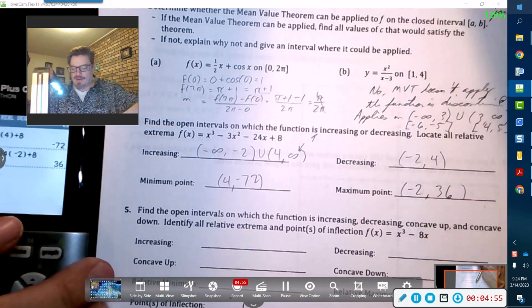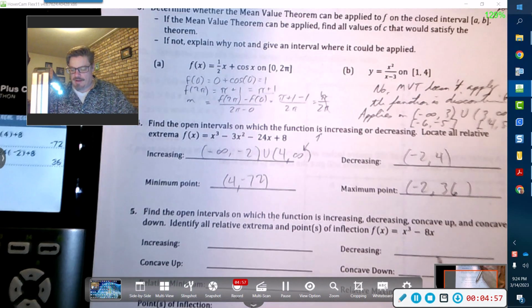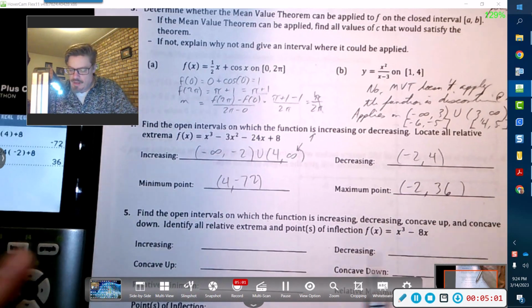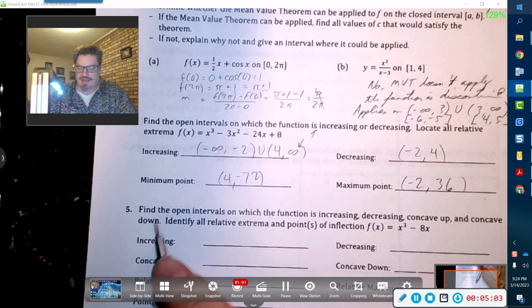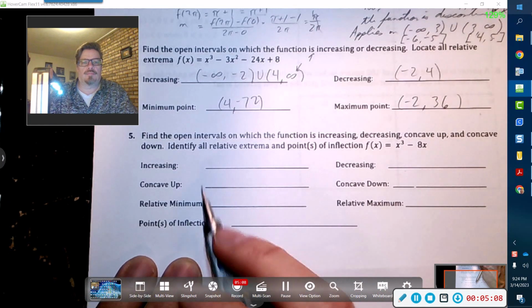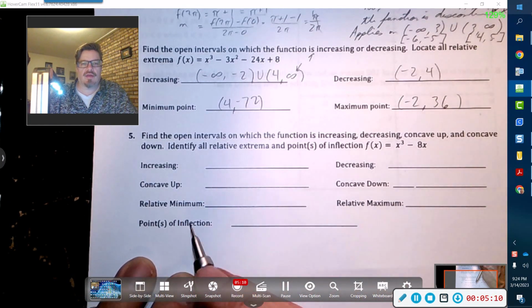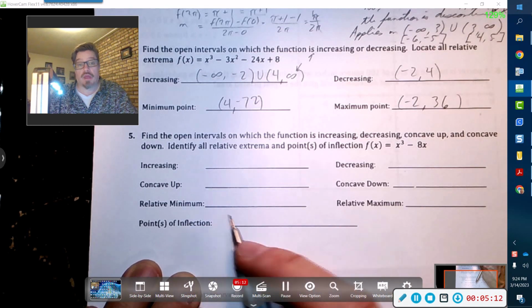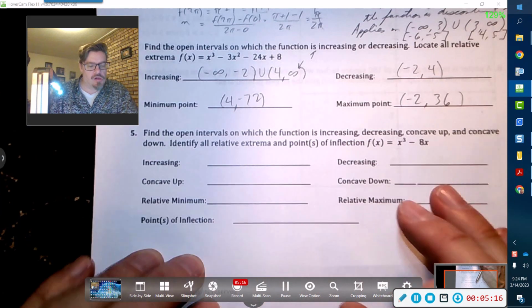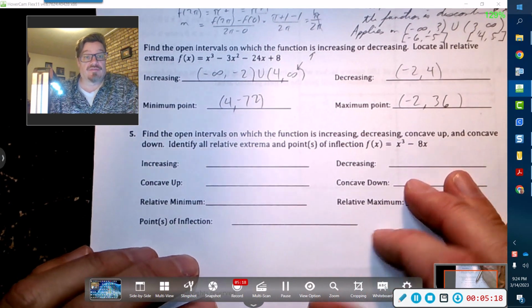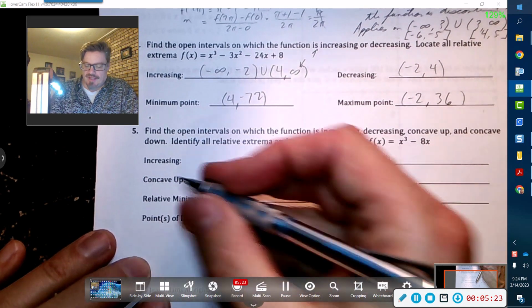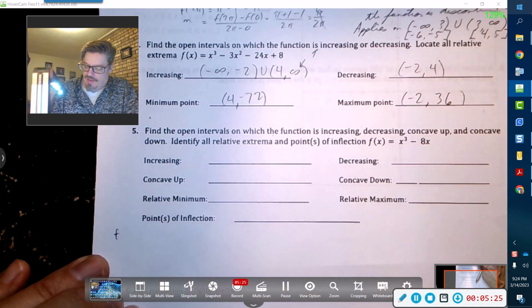Okay, so now same thing, but now we've got this function here, and we need to know concave up and concave down. For that, we will go to the second derivative. But we're still going to do increasing, decreasing, and relative maxes and mins. And then we'll do points of inflection, where the second derivative is 0. You basically want to test the accuracy of your results here.